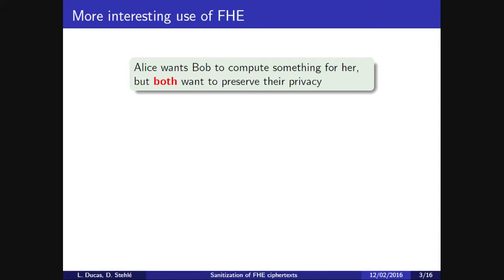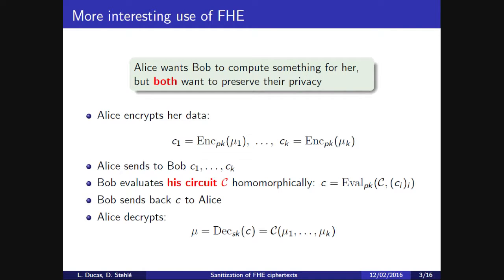All right? So in a more involved scenario, we might want both Alice and Bob to keep some privacy. Because in the previous version, we had no guarantee that the circuit that Bob was computing would remain private. And so in this scenario, it's slightly different. The protocol is pretty much the same, but the circuit that Bob evaluates is his circuit, and he really wants to keep this private.